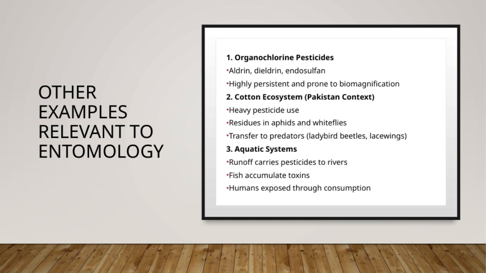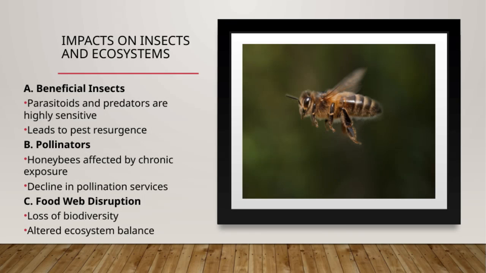Moving on to aquatic systems, pesticide runoff from agricultural fields often ends up in rivers and streams. Fish in these waters can accumulate these toxic chemicals, which poses a risk not only to aquatic life, but also to humans who consume fish. This highlights the broader environmental and health concerns associated with pesticide use, especially when it enters our water systems. Throughout entomology, understanding how these chemicals move and persist helps us better manage pest control strategies while minimizing ecological and human health impacts.